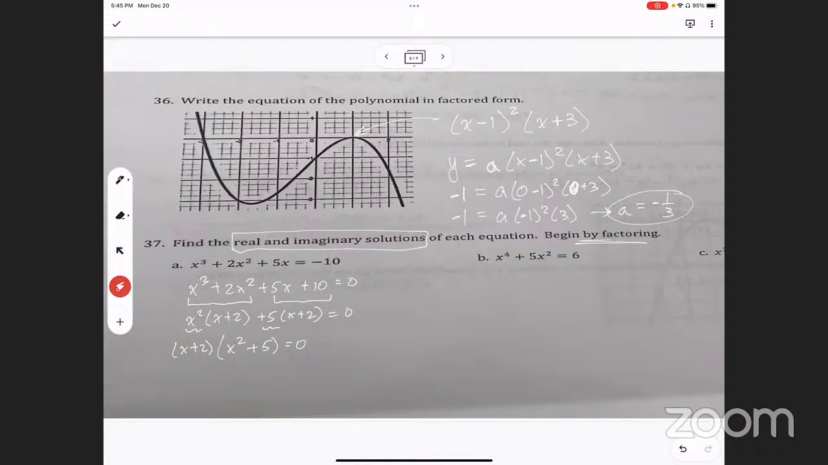Okay. And now I'm going to use the zero product property. I'm going to set each one of these things equal to 0. So x plus 2 equals 0, and x squared plus 5 equals 0. In this case, x equals -2. And in this case, x squared equals -5, which means x equals what?